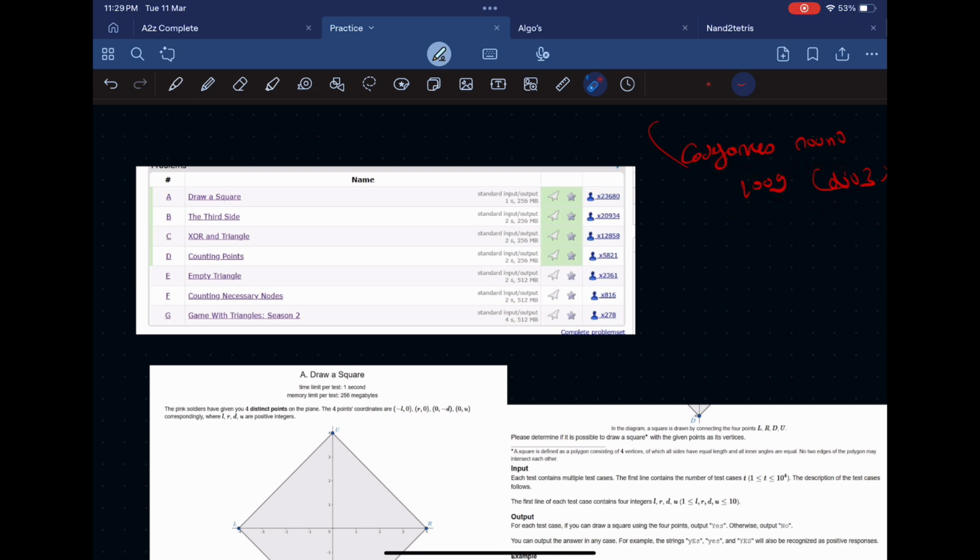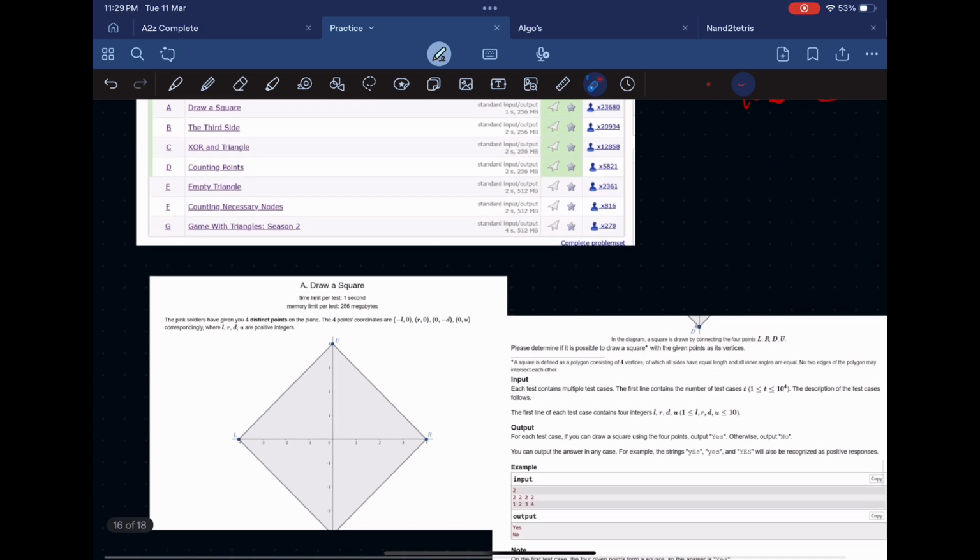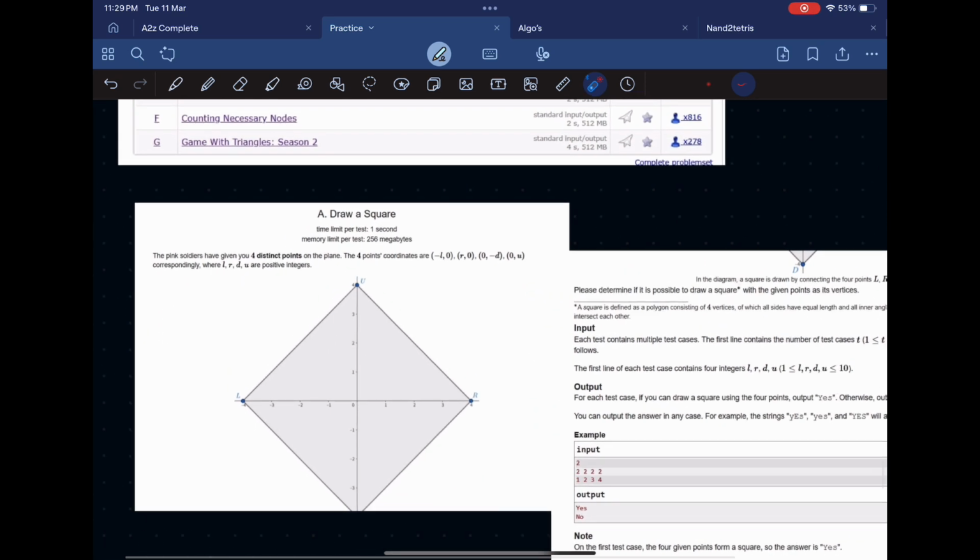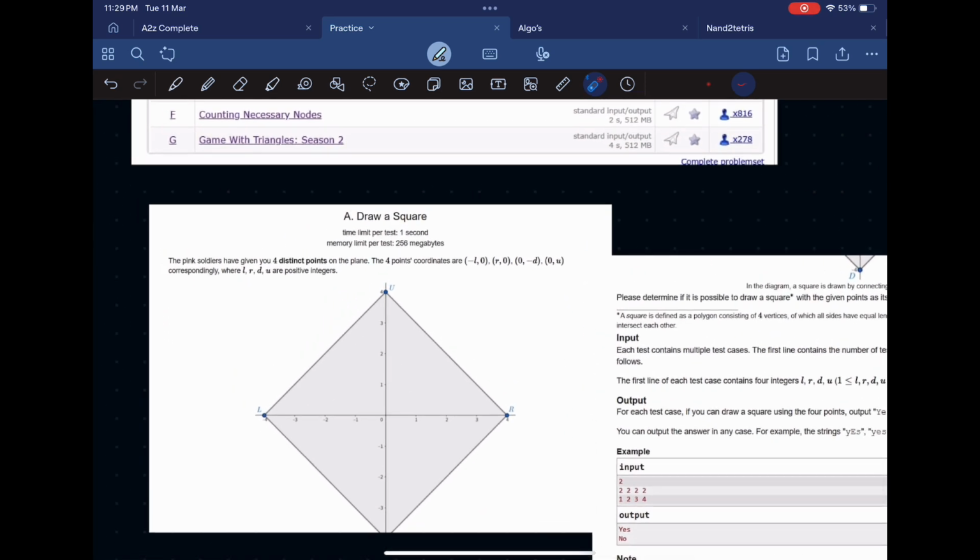I have solved a couple of questions, so here I'm gonna show you some of the solutions. And the first question, let's jump to the first question, which is Draw a Square.